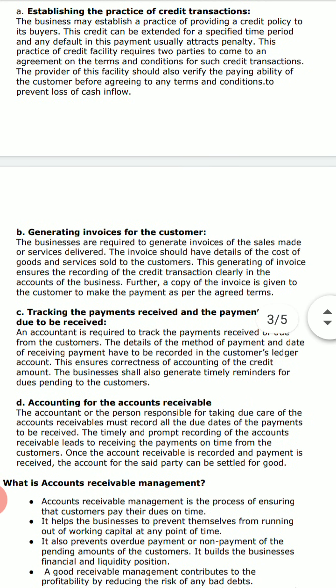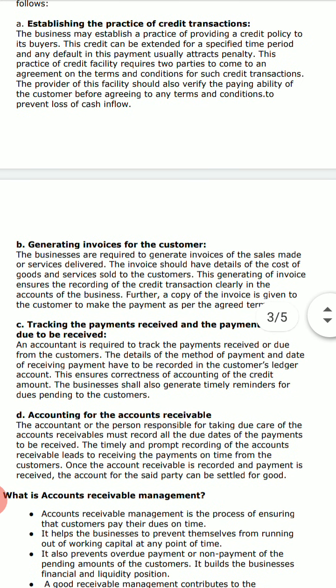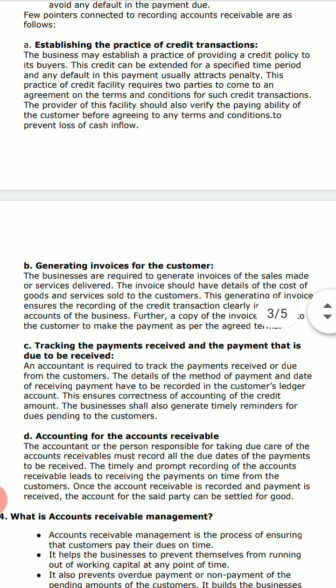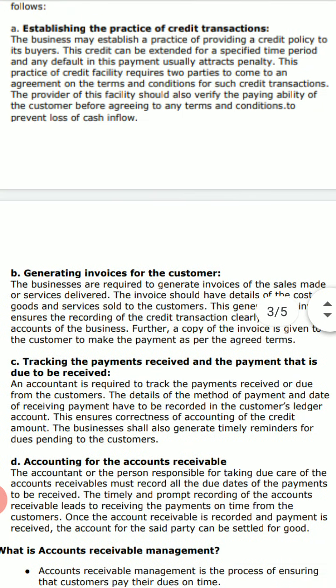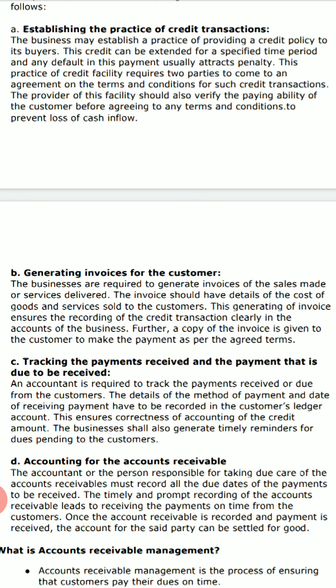So establishing the practice of credit transaction, this is pointer number 1, that means the business may establish a practice of providing a credit policy to its buyers. This credit can be extended for a specified period, and any default in this payment usually attracts a penalty, right? This practice of credit facility requires two parties to come to an agreement. One is the provider of the facility, that means the seller of the goods, and the other one is the paying ability of the customers, right?